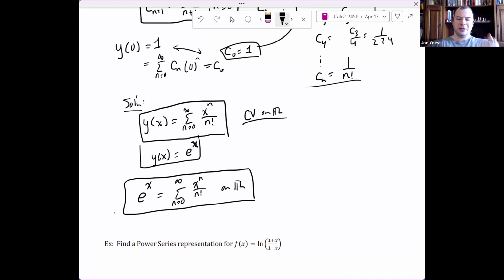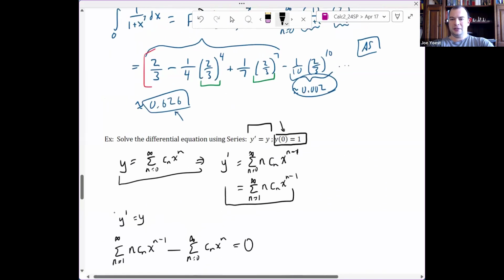We don't have just some small interval of convergence like we did with the geometric series, but we have a really nice power series representation of e to the x on the whole real line. So we answered the question, I guess, at this point. But these bits were things we got for free. It's really the reason we're doing this question.